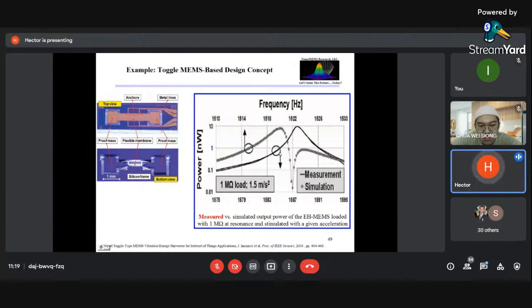This chart shows an example of the measured performance of this energy harvester, where under an acceleration of 1.5 meters per square second, the power measured at the output of the electrodes varies from like 0.1 nanowatt at a frequency of 1575 hertz to 10 nanowatts at a frequency of around 1588 hertz.